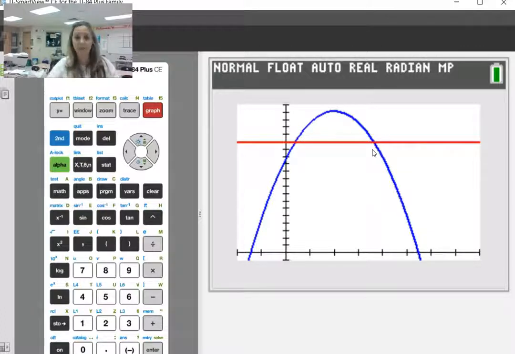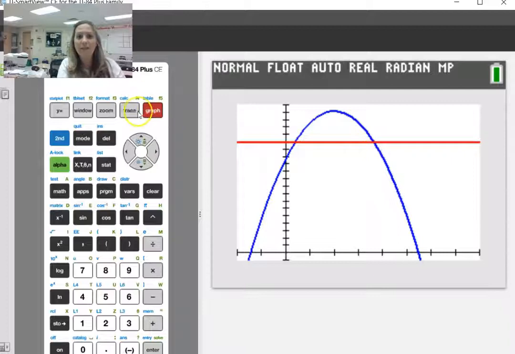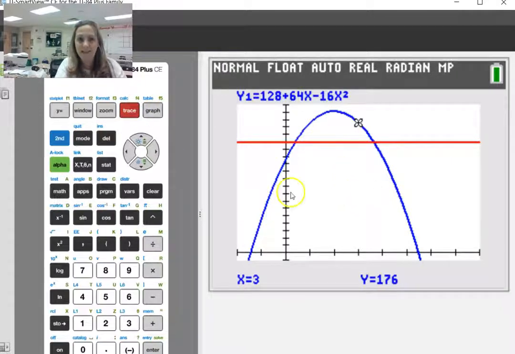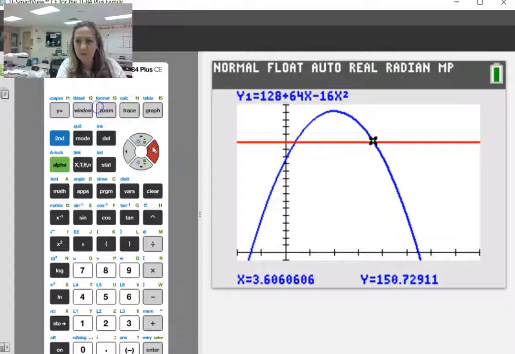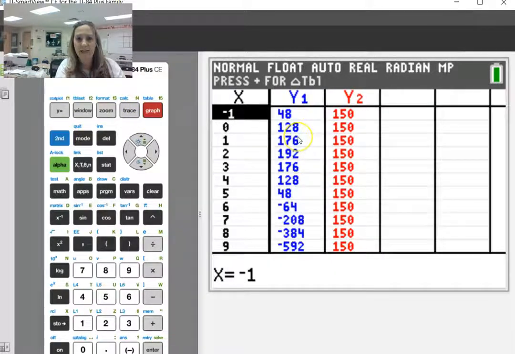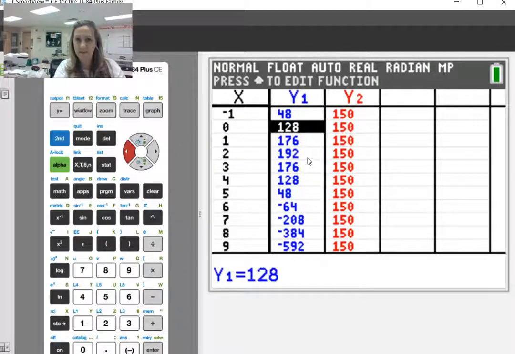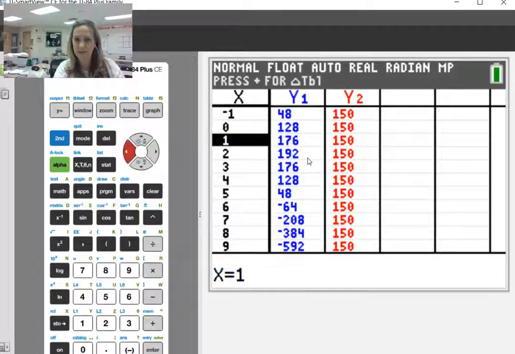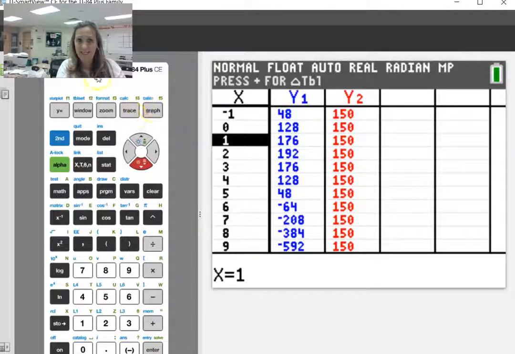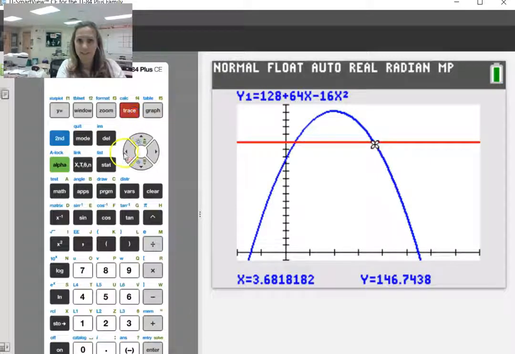So how would I find those points of intersection? Well, what some people do is they try to trace, and they use the arrows, and they're like, oh, it's pretty close, it's about right here. Okay, some people want to try to use the table. Notice that there isn't an exact point here where it's 150. So I can kind of see it's between 0 and 1, but that really doesn't help. And again, if you're on the graph and you try to trace, how do you know if you're in the exact right spot?